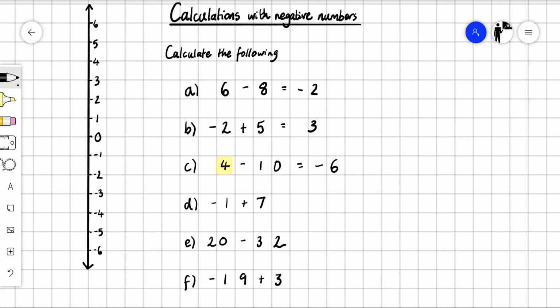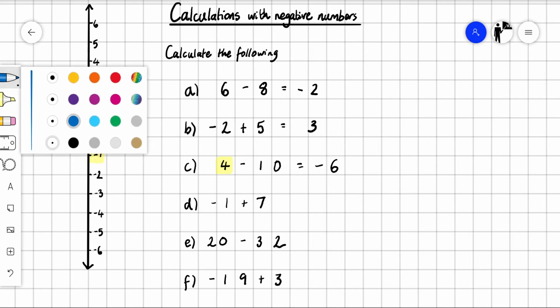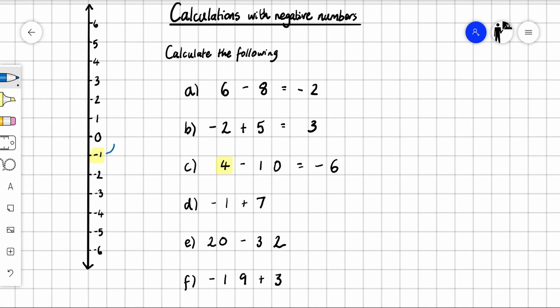D, -1 plus 7. I'm starting at -1 and we're going to move up 7 because we're adding. Okay, let's move up 7. 1, 2, 3, 4, 5, 6, 7. So my answer here is going to be 6. That is equal to 6.